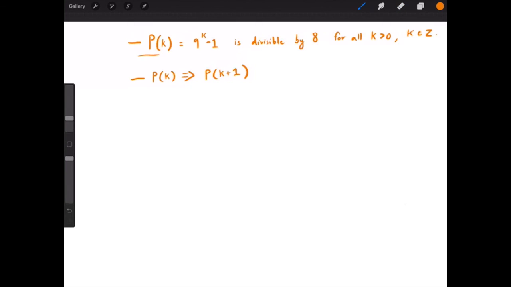Now that we have proven that P of k is equal to 9 to the k minus 1 is divisible by 8 for all k is greater than 0 and k exists in integers by our base case, and that P of k implies P of k plus 1, we can confidently state that 9 to the n minus 1 is divisible by 8 for all n is greater than 0 and n exists in integers.